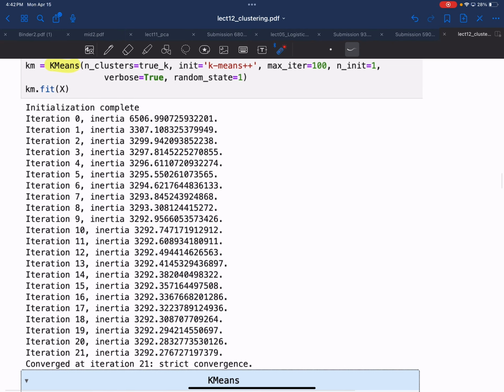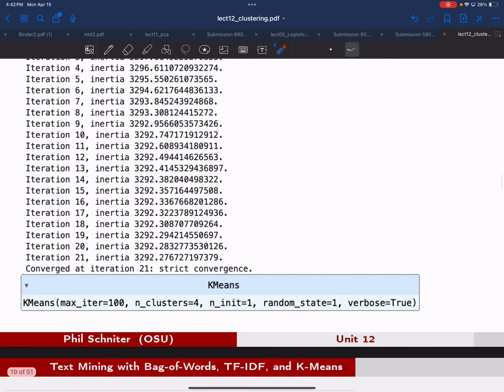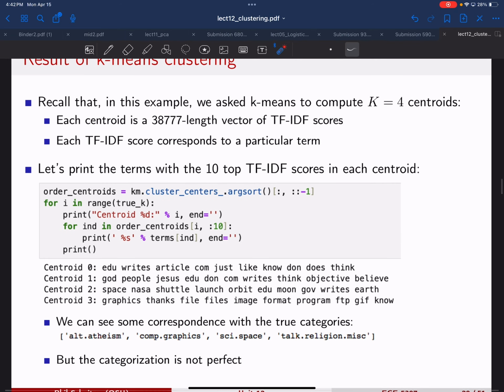And it prints out for you the value of the k-means cost at iteration 21. It stopped. And let's see what happens. Okay, so let's think, what does k-means give us? K-means gives us a centroid. In particular, it gives us 4 centroids. Each one of these centroids is similar to a document. It's a 38,000 long vector of TF-IDF scores. And each of those scores corresponds to a particular term.